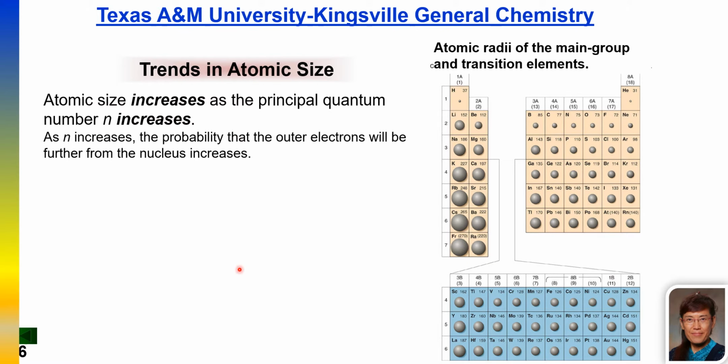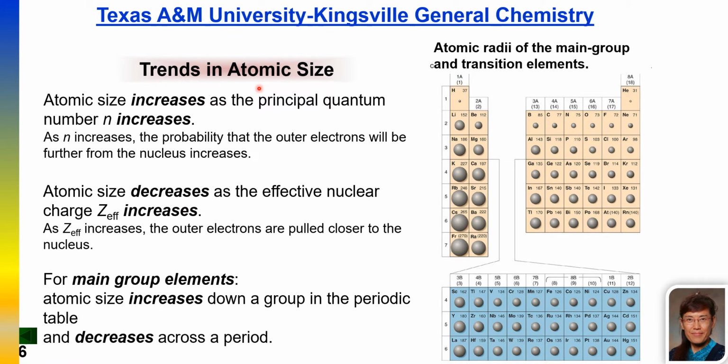So there, the atomic sizes have different trends. Generally speaking, if you're looking at your periodic table, atomic size increases as the principal quantum number n increases, such as lithium, sodium, potassium, rubidium, cesium, and so on. The principal quantum number increases from 1 to 3 all the way to 7.